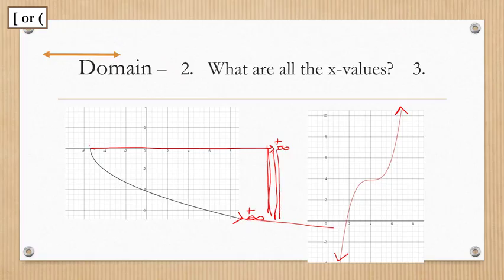So where does it start? We're going to say that this is -5.5, and it's going to infinity. Remember, infinity will always get the parenthesis. This is a closed dot. We don't see an open dot, so we're going to assume it's closed. So there's our domain: from -5.5, with a bracket, to infinity. Infinity always gets a parenthesis.